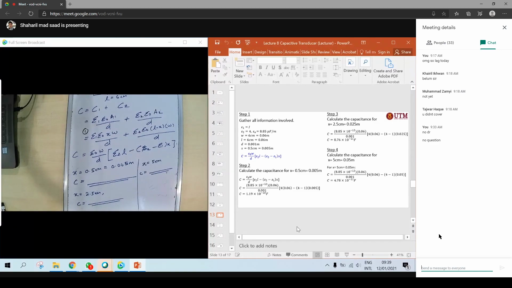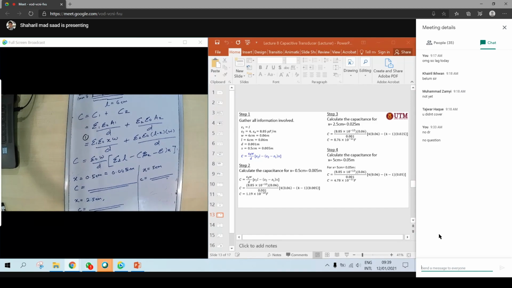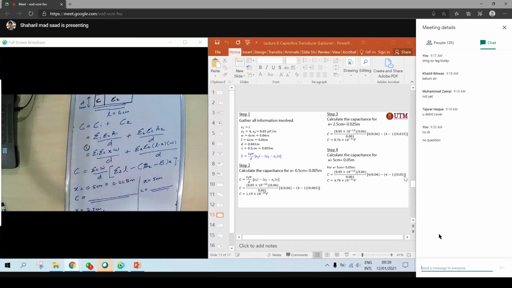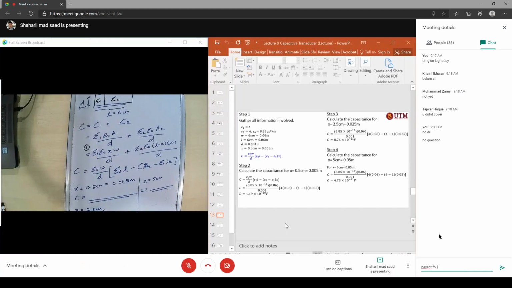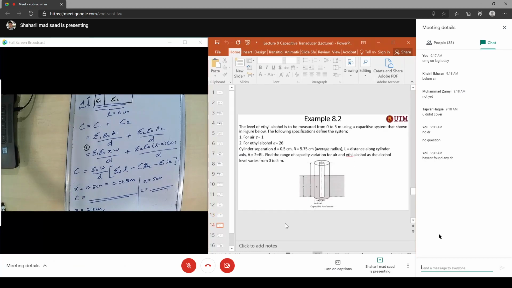So far, is it clear? Do you have any question? I think it's quite simple lah. All right. C1 plus C2. Any questions or not? Okay, good, Siti. Good.